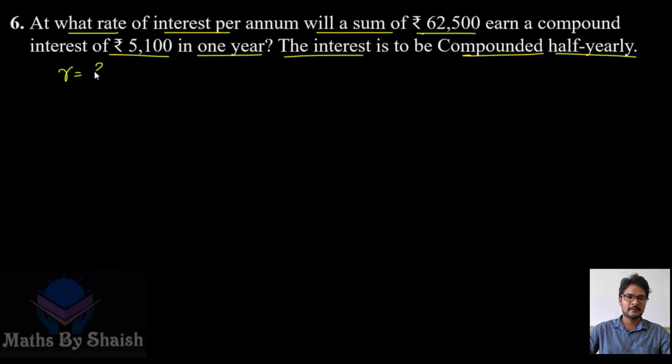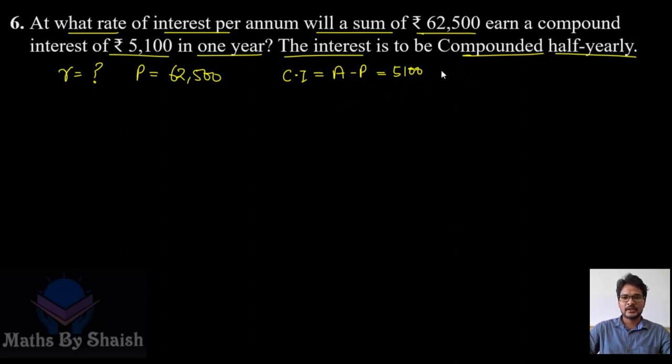R is missing, and we are going to solve this question in the same way we have done in the previous exercises. This P is given as 62,500, and interest, that is CI, is A minus P, this is given as 5,100.